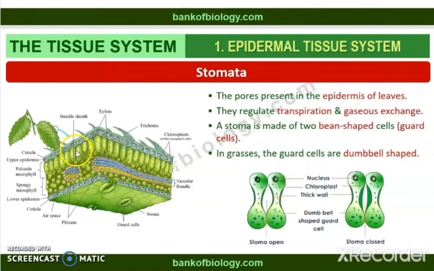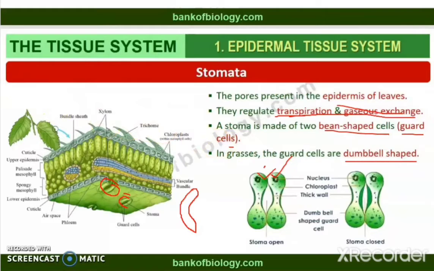So this is the lower epidermis, and you can see many structures. I hope you are able to see this, right? So this is the stomata. Okay, you can see a number of stomata in the lower epidermis. So these are pores present in the epidermis of leaves, and what is the function of the stomata? It regulates transpiration and gaseous exchange. You know what transpiration is, right? Transpiration is removal of water.